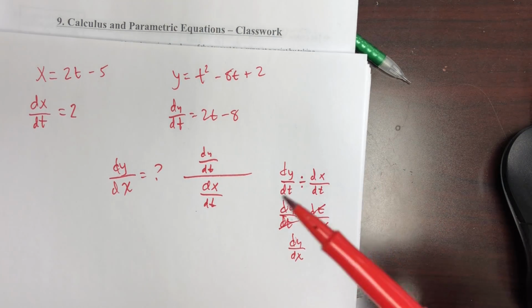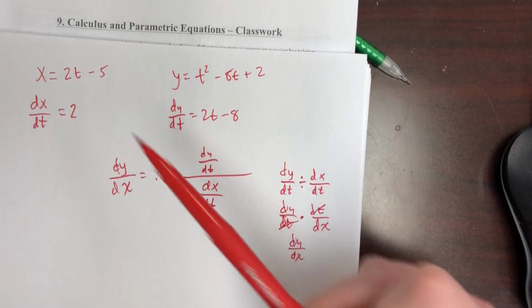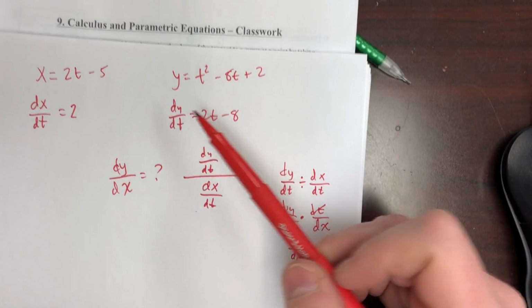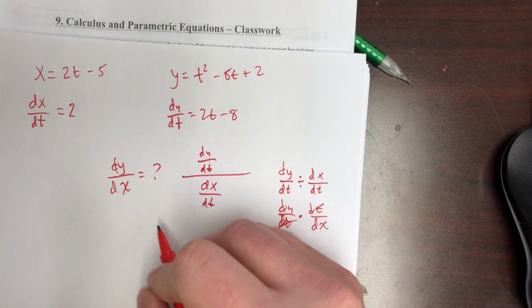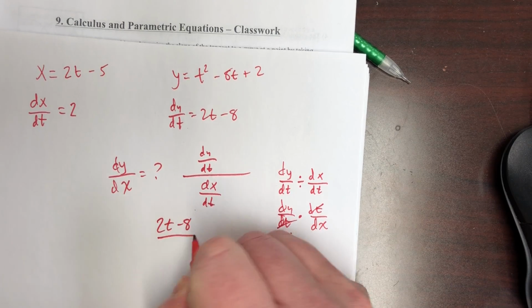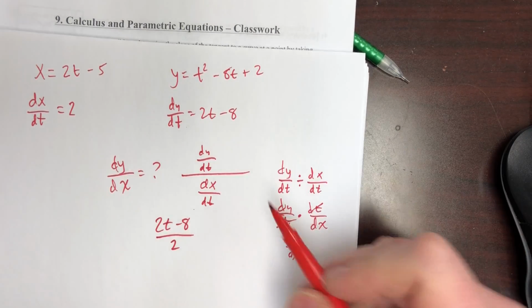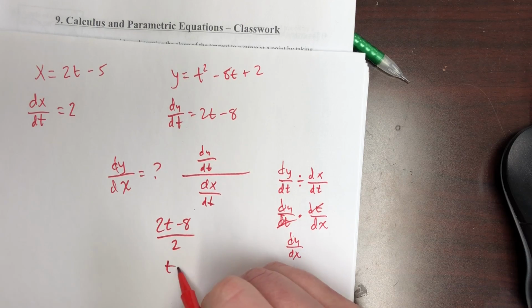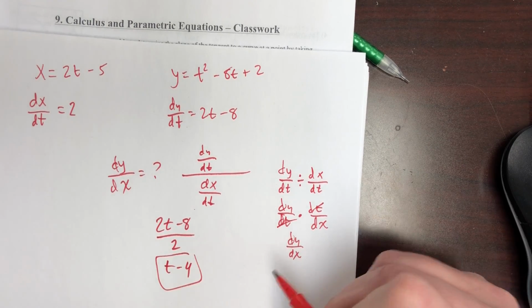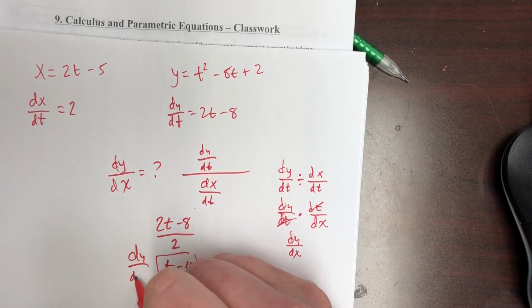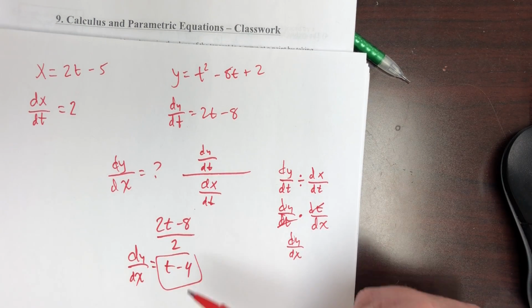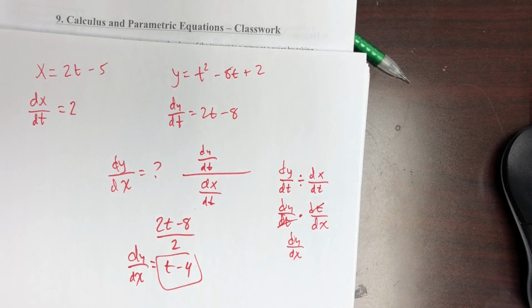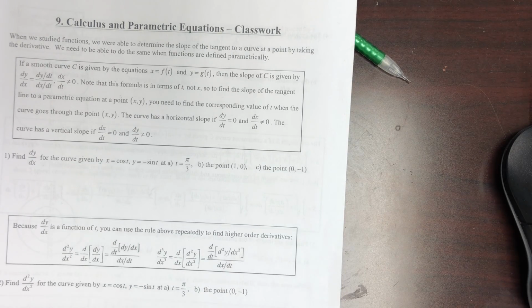So if I want dy/dx for something like this, all I gotta do is find the y derivative, find the x derivative, and divide them. So dy/dx for this would be (2t minus 8) over 2. I could simplify that, divide it all by 2, and get t minus 4. So that would be dy/dx. So dy/dx is a function of time. Weird. Okay, so let's go in and look at examples.